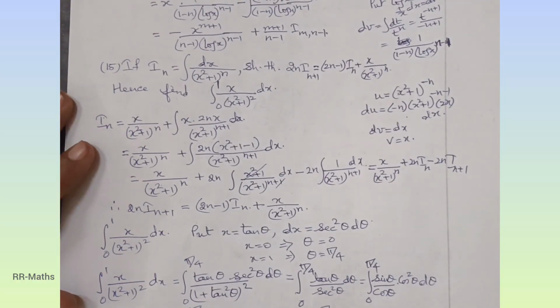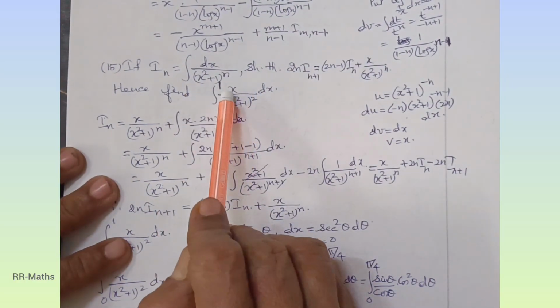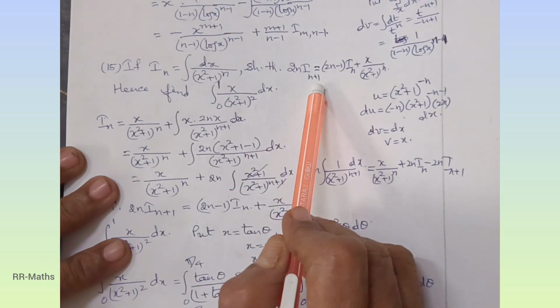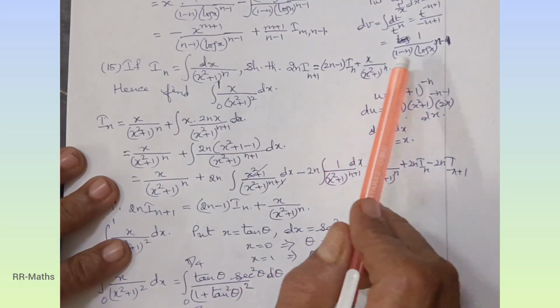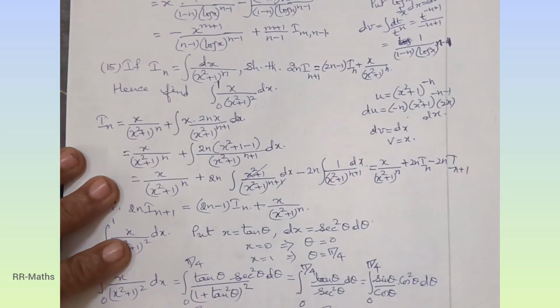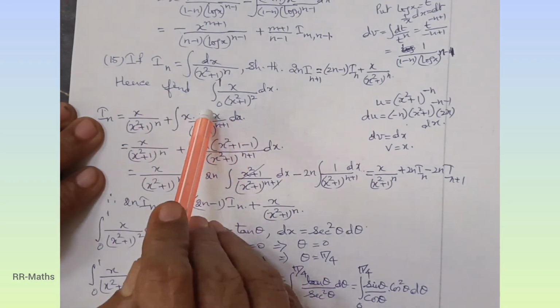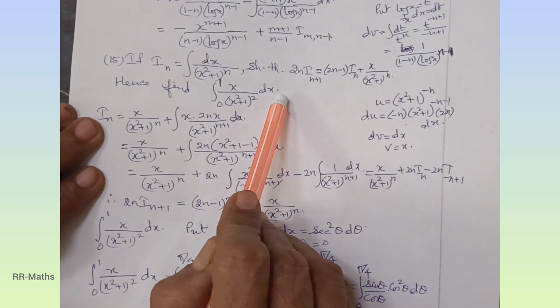If In is equal to integral of dx by (x square plus 1) whole power n, show that 2n into I(n+1) is equal to (2n minus 1) In plus x by (x square plus 1) whole power n. Hence, find integral 0 to 1 of x by (x square plus 1) whole square dx.